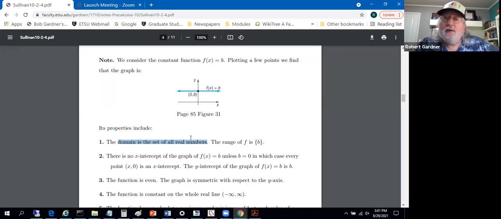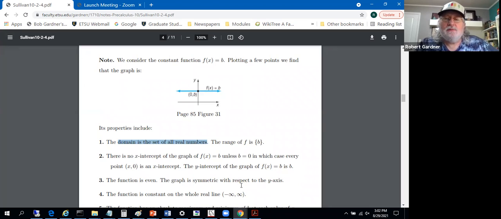X-intercepts, well, there aren't any, unless b equals 0, and we're considering f of x equals 0. Then you get the x-axis out. Well, if that's the case, every point is an x-intercept. In terms of y-intercepts, it crosses the y-axis at that point 0, b, the only y value that it gives out. To find the y-intercept, you'd set x equal to 0. So you get x is 0, y is b. As I said, we're mostly expressing intercepts in terms of x values for x-intercepts, y values for y-intercepts.